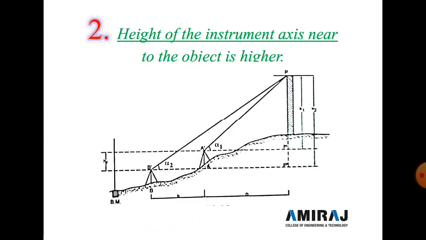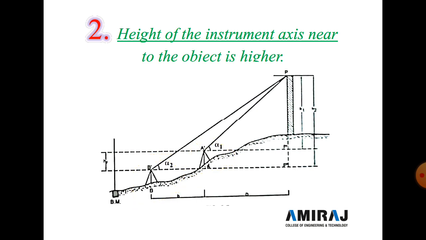Now we start a case number 2. Case number 2 is the height of the instrument axis near the object is at a higher position, means here object is there and instrument set up at a near the object is a higher as compared to another instrument.